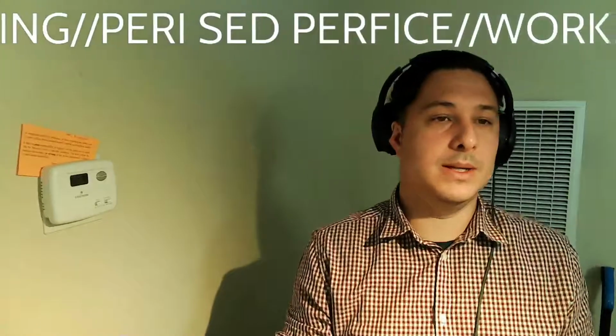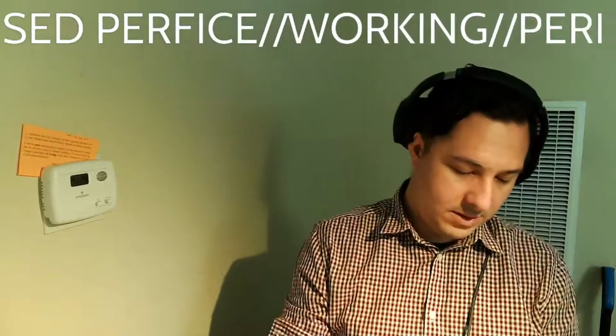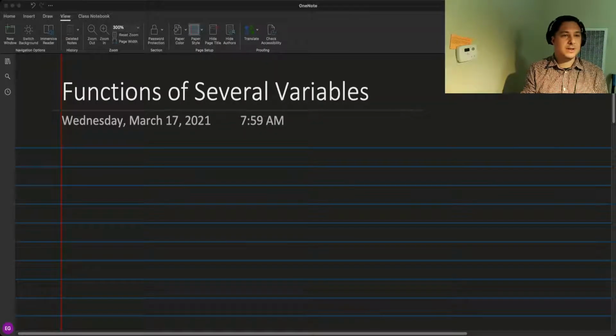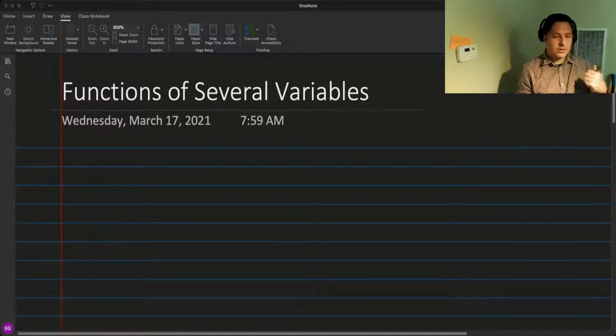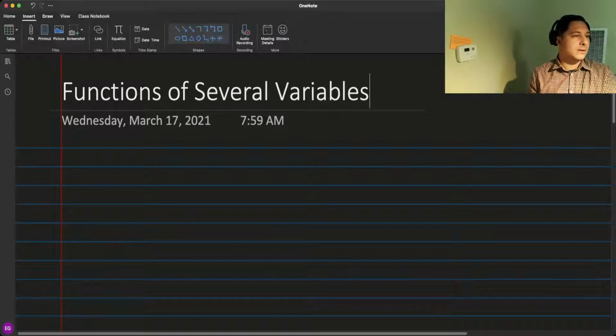So, guess what we're doing? We're starting a new chapter. This chapter is sort of interesting. Oops. That's not what I want. There we go. So this is going to be chapter 4. This is about functions of several variables. So this is sort of like the complete opposite of what we've been doing up till now.